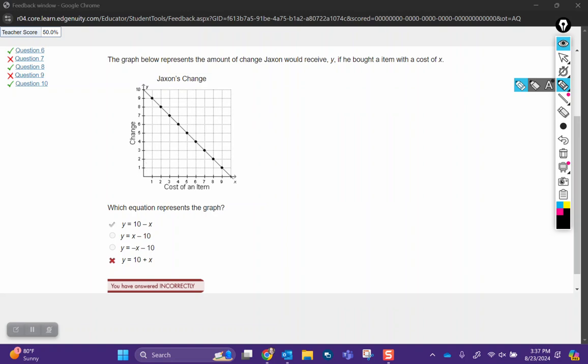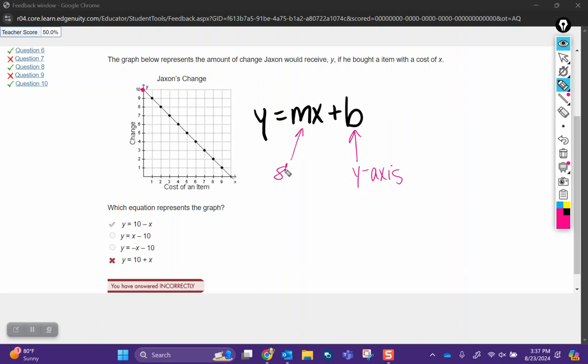When we look at equations, we write equations in slope-intercept form. It looks like y equals mx plus b, but that's not necessarily the order it has to be written in. We want to focus on two things. One, where the graph crosses the y-axis. That's the b. And then this is the slope.